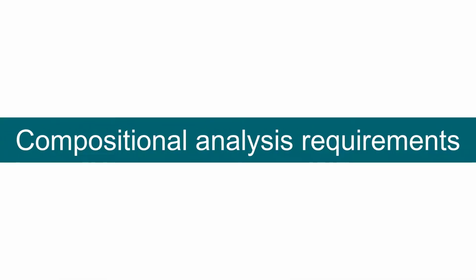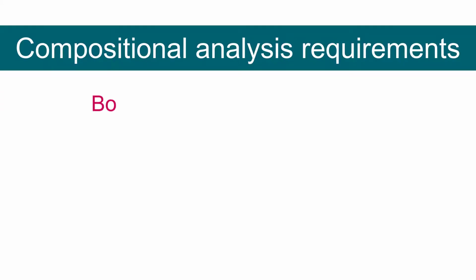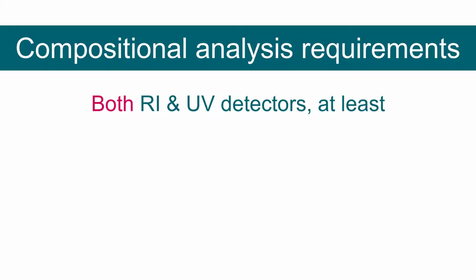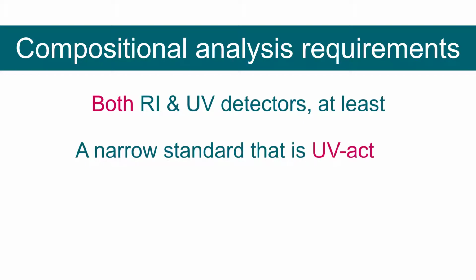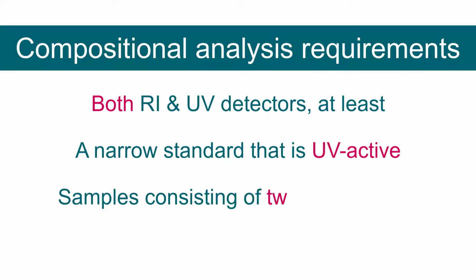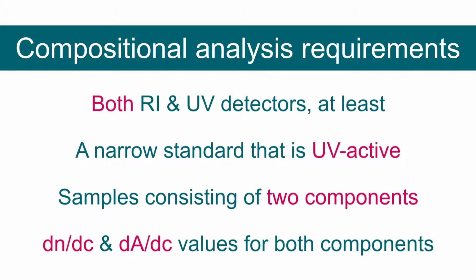To recap, to perform a compositional analysis, you'll need at least a refractive index and a UV detector, a narrow standard that is UV active, samples consisting of two components, and the DNDC and DADC values for each sample component. And with that, you're all set.